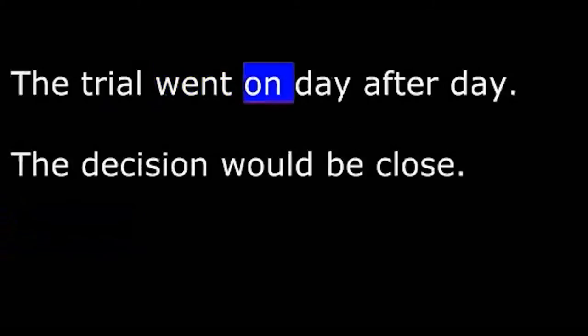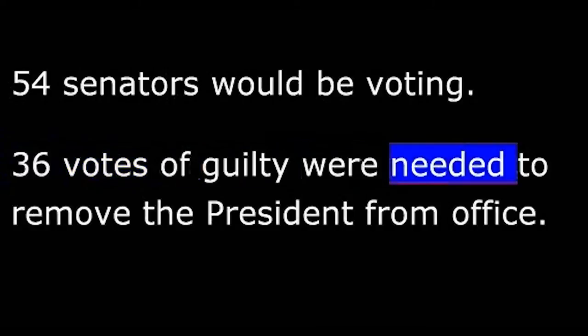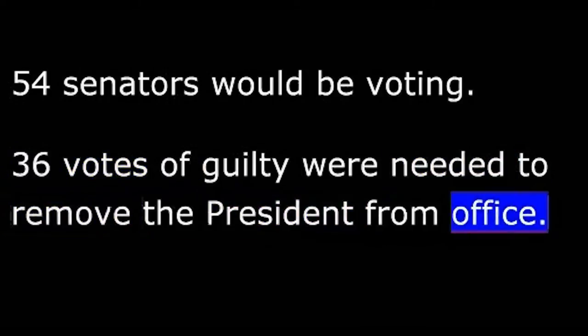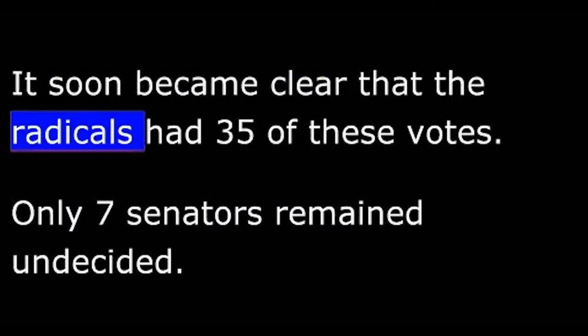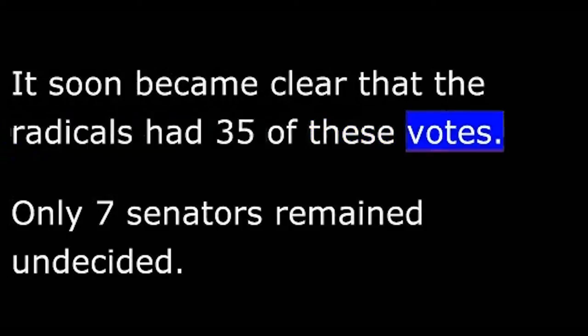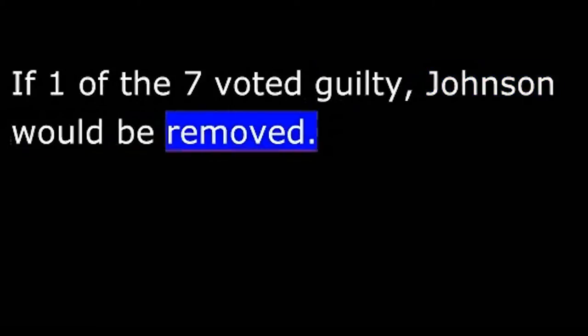The trial went on day after day. The decision would be close. 54 senators would be voting. 36 votes of guilty were needed to remove the president from office. It soon became clear that the radicals had 35 of these votes. Only 7 senators remained undecided. If one of the 7 voted guilty, Johnson would be removed.